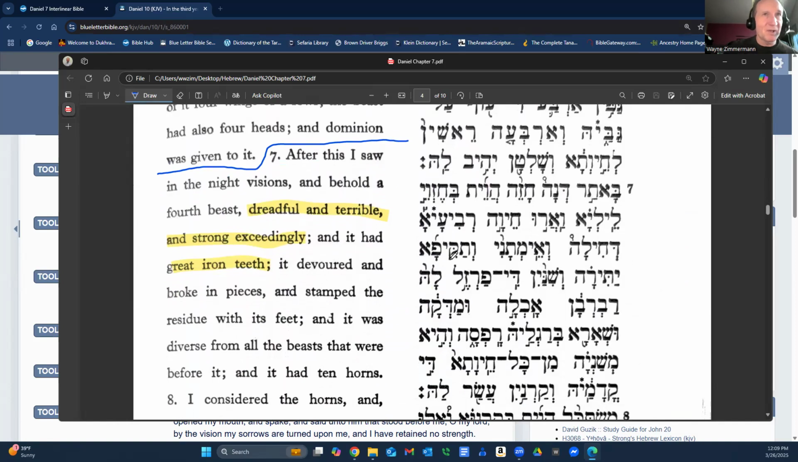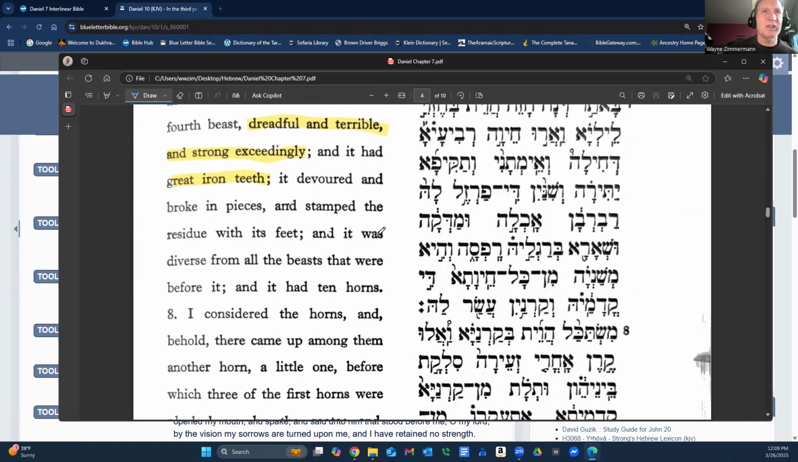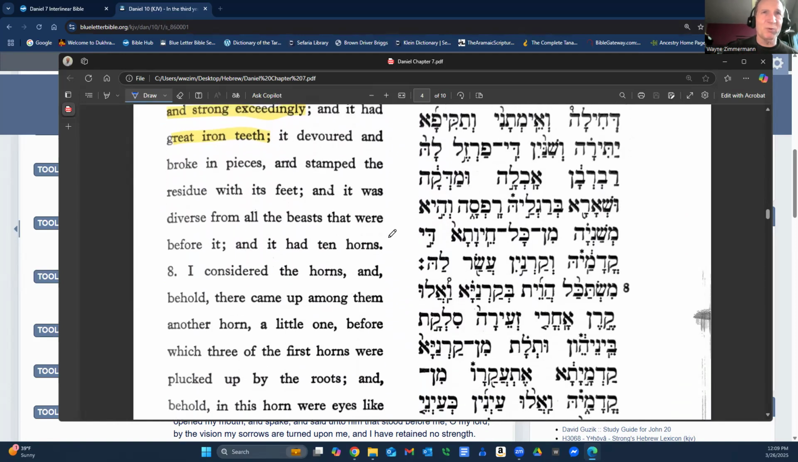Daniel has this vision in the night, and he saw a fourth beast, dreadful, terrible, exceedingly strong, with great iron teeth, and it devoured and broke into pieces. Again, as he tries to explain, I can't even imagine what this dream was going to be like. The beast was different from the beasts that were before.